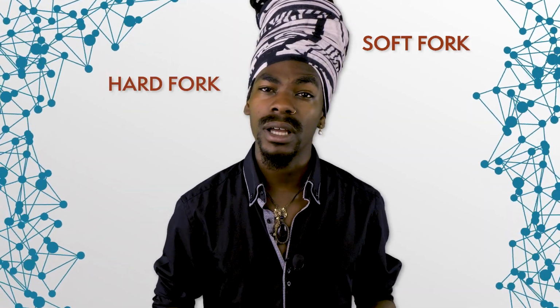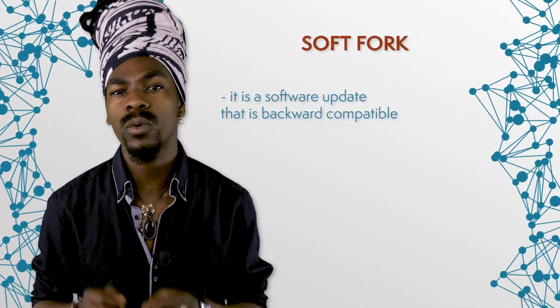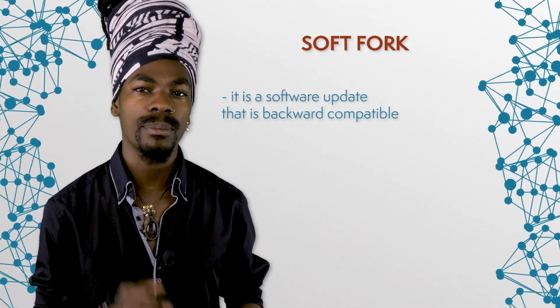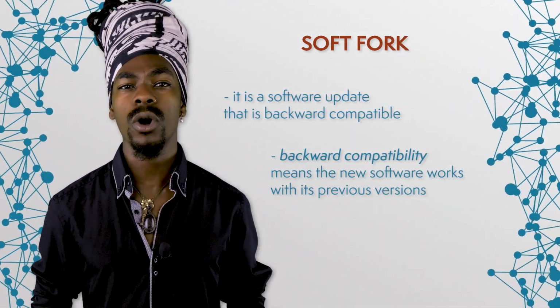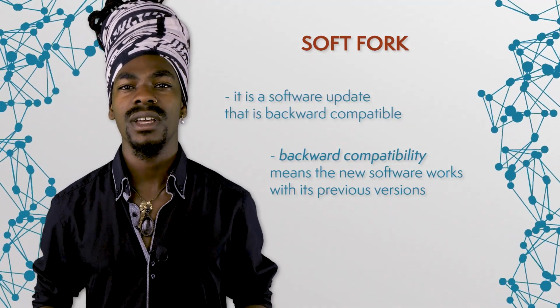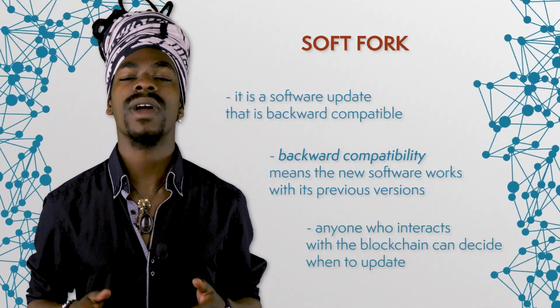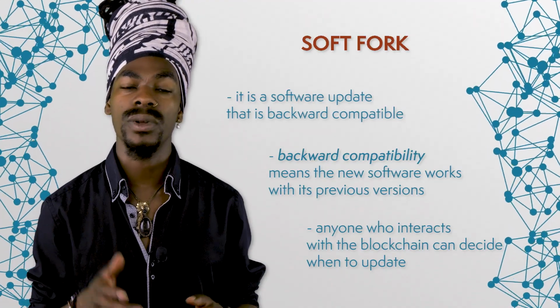As a result, we have two ways of updating a blockchain. One is called a soft fork, and the alternative is called a hard fork. A soft fork is a software update that is backward compatible. Backward compatibility means the new software works with its previous versions. That way, anyone who interacts with the blockchain can decide when to update.